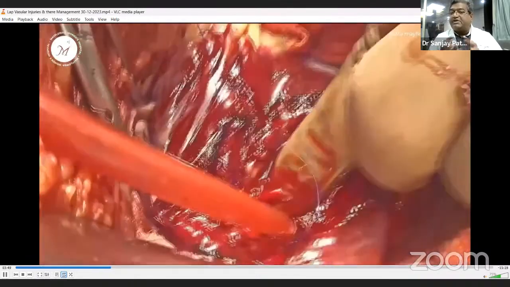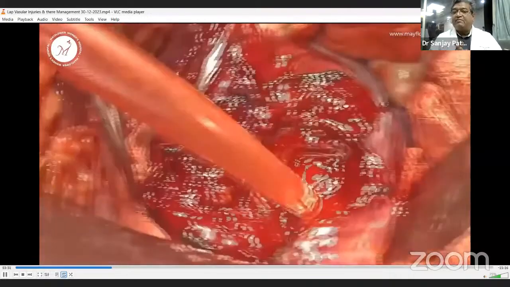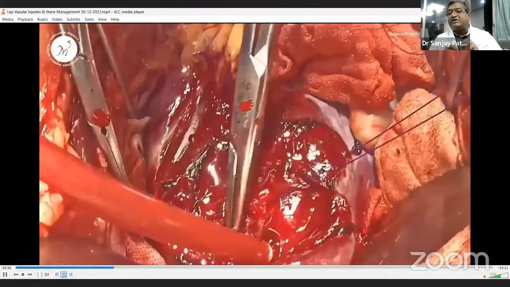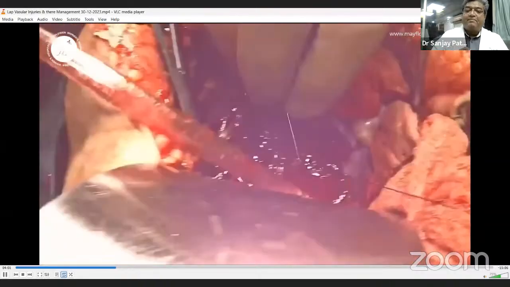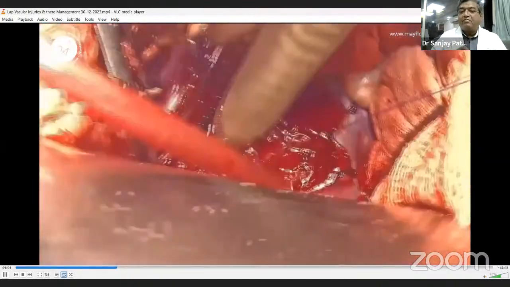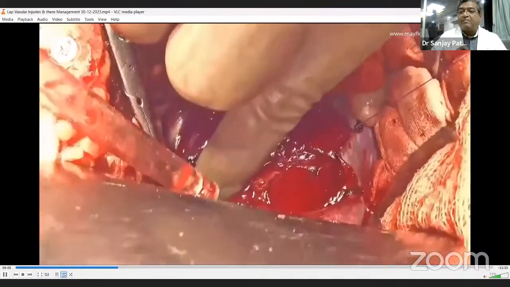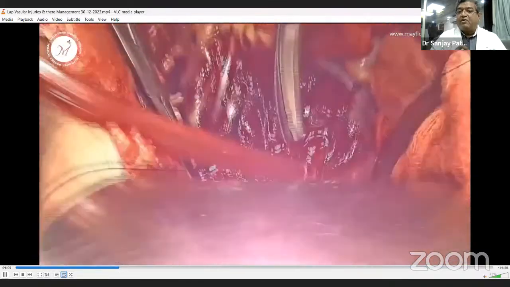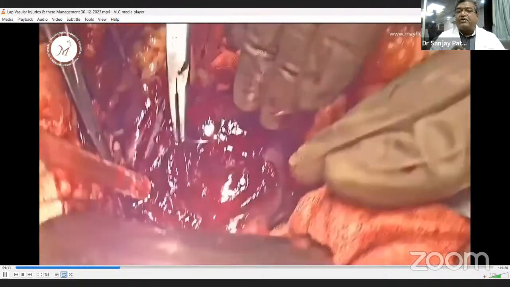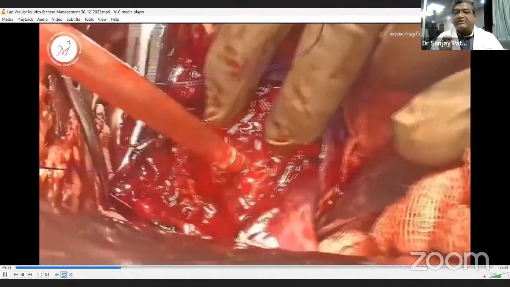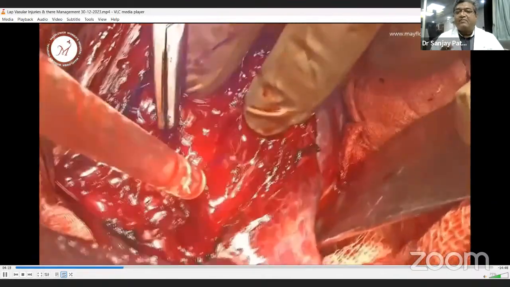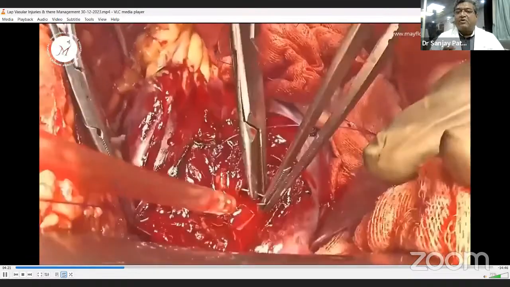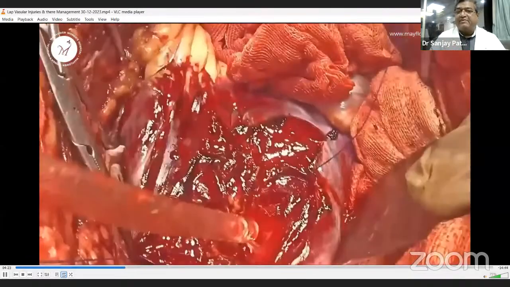So first our BG came to control this bleeding. We took figure-of-eight stitches. This is really wonderful, particularly for vascular injury. Again, further we tried to take another stitch. And we controlled the bleeding.